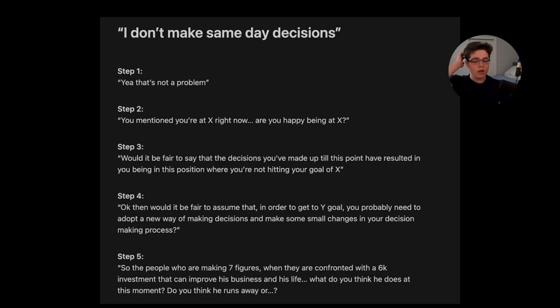And then step 4, okay, then would it be fair to assume that in order to get to this goal, you would probably need to adopt a new way of making decisions, to make some small changes in your decision-making process to get there, right? Great. Then they kind of have to say yes back to you. If they don't, you check them on their logic, right? A lot of times they're going to say things that might sound stupid because it is stupid, but they're just trying to veer away, right? You want to find the true objection throughout all this.